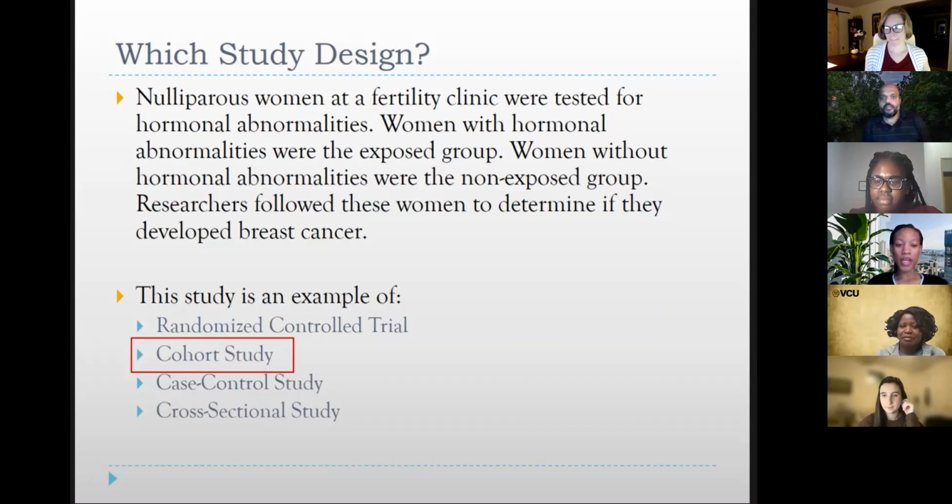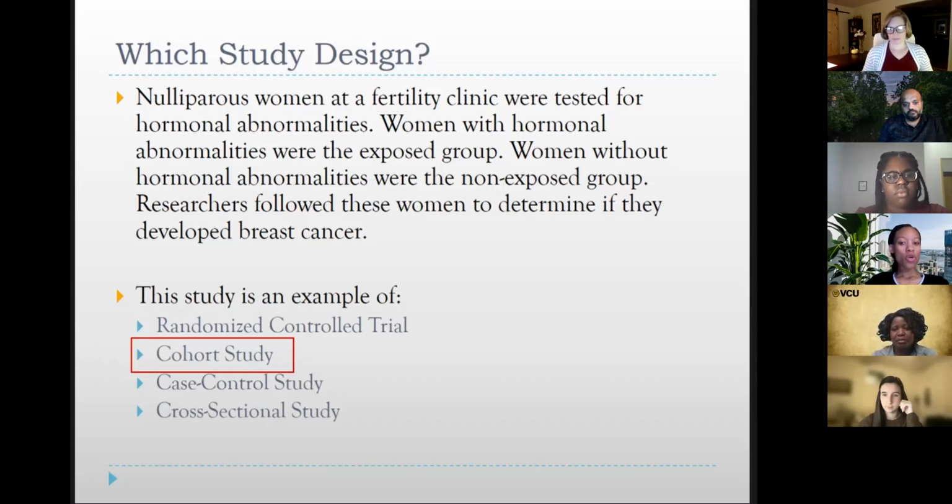I'll go through why it isn't each of the other ones and why it is a cohort study. So it's not a randomized controlled trial because the investigator did not randomly assign the women to hormonal abnormalities. And it's also not cross-sectional because participants are non-diseased at study initiation, and exposure and disease information are not collected all at one point in time.